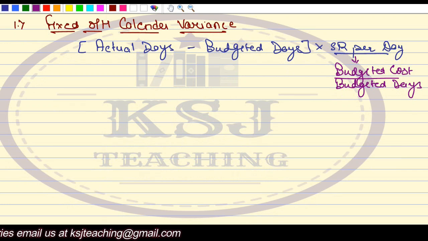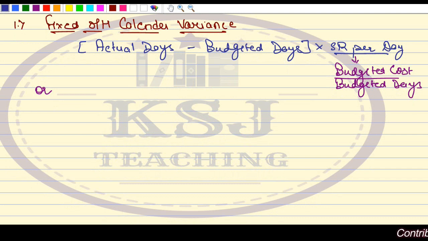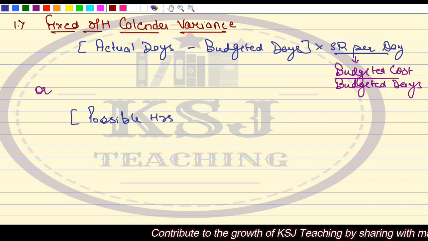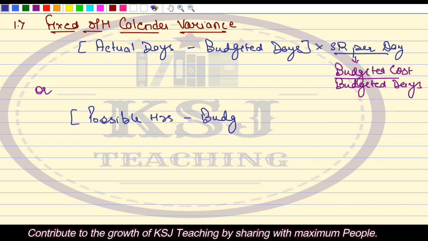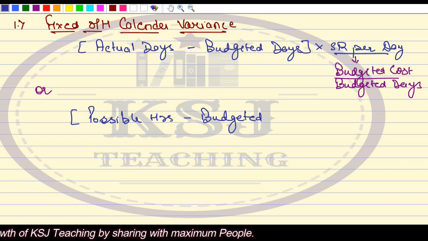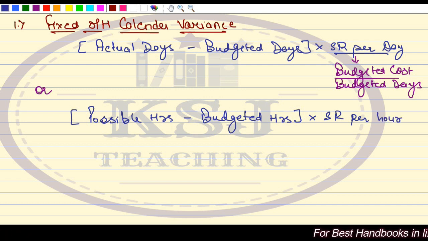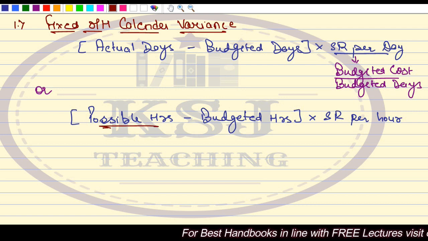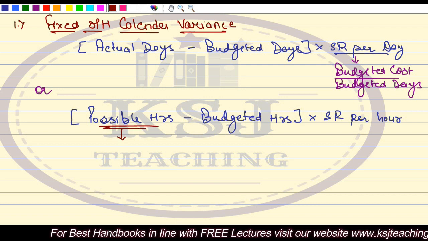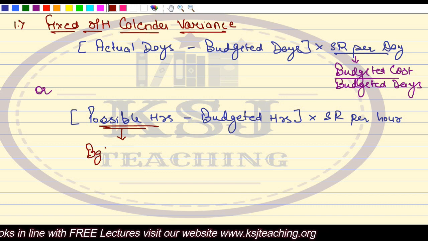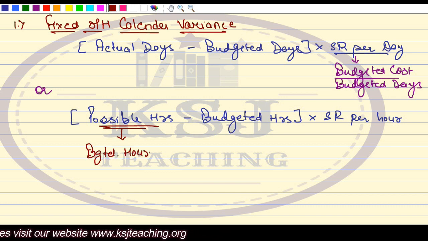There is another way of calculating this, another formula for this: possible hours minus budgeted hours, multiplied by standard rate per hour. What is possible hours in this case? Possible hours is the standard or budgeted hours for actual days worked.